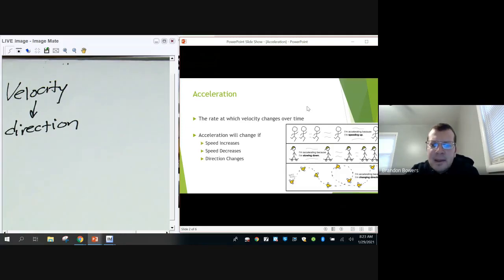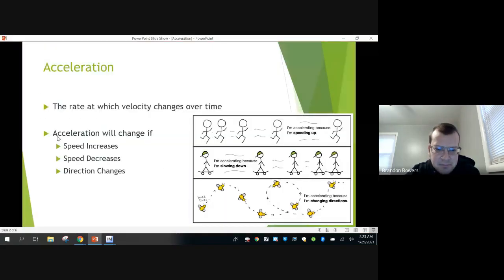Now, acceleration can change if someone speeds up, someone slows down, or someone changes direction. Those are the only three things where acceleration will change.